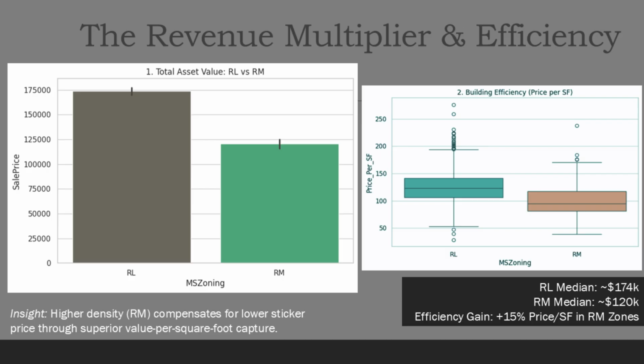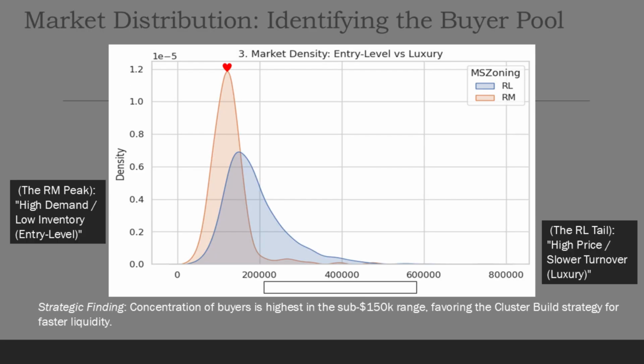This leads us to what the buyers are committing to. Let's research our buyers as part of our strategy. The data shows a massive concentration of buyers in the entry-level price point. By building clusters, we are targeting the heart of the market, where demand is highest and inventory is lowest. That's going to be the sweet spot where you maximize your returns.